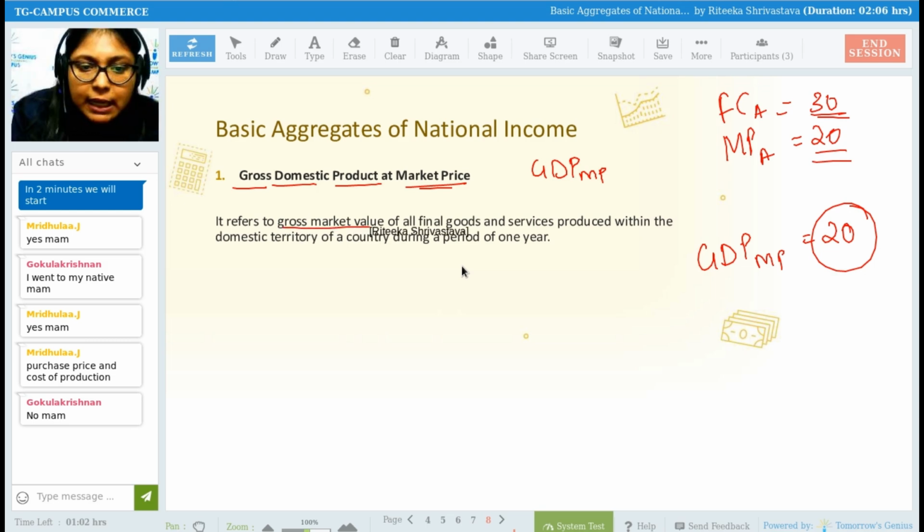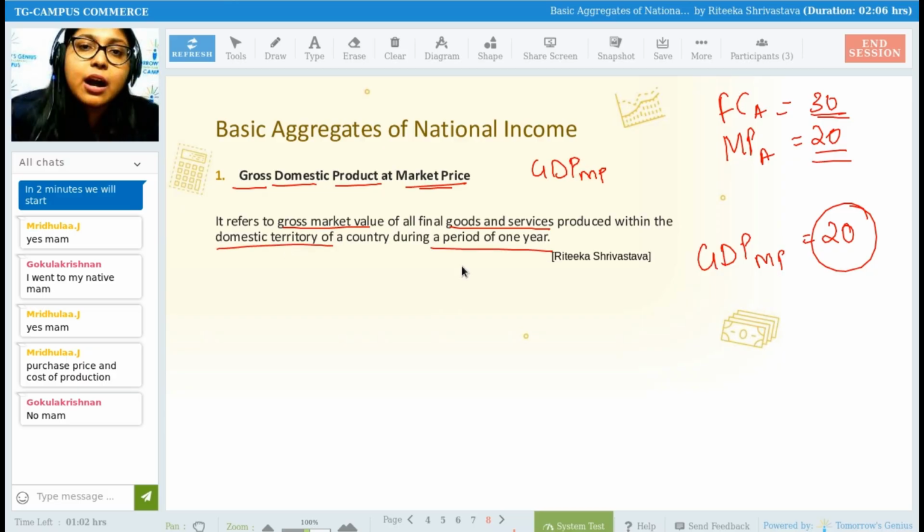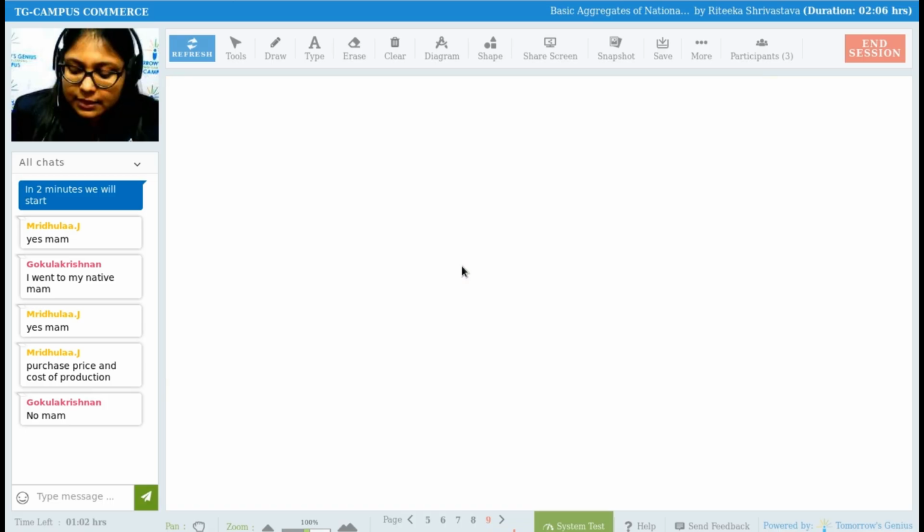So if you read the definition also, it will say the same thing. It refers to the gross market value of all the final goods and services produced within the domestic territory of a country during a period of 1 year. So this is what they explain. This is what they are saying.